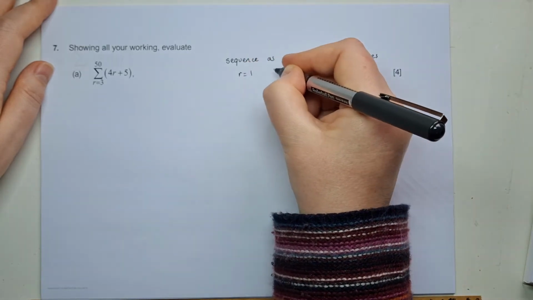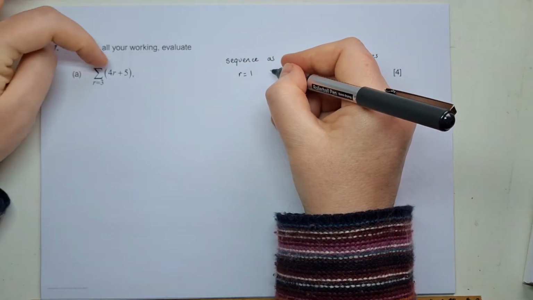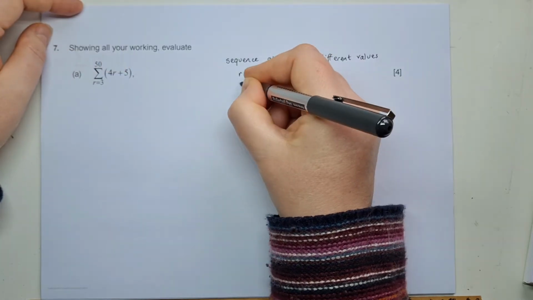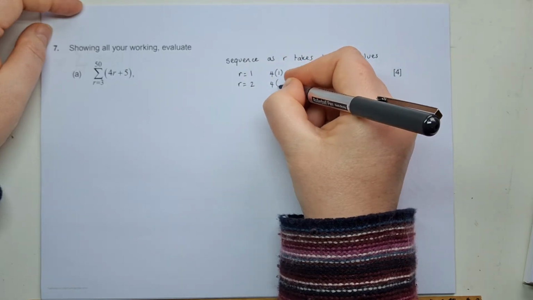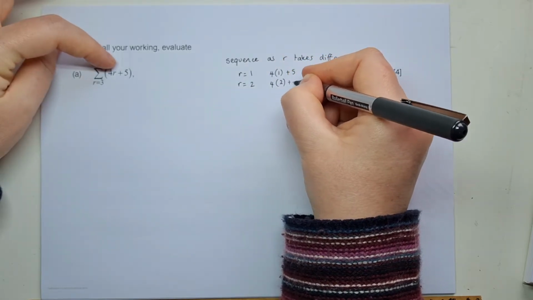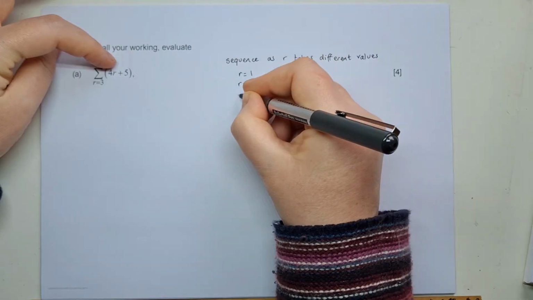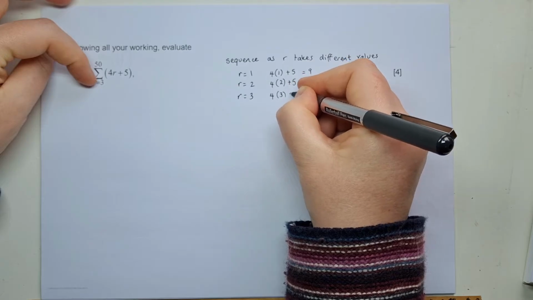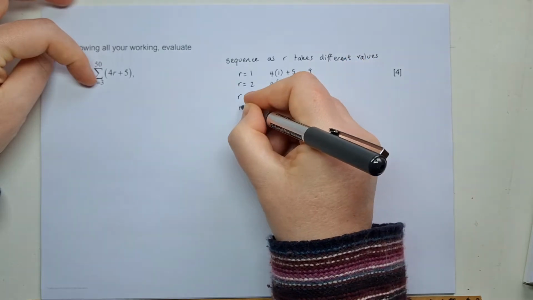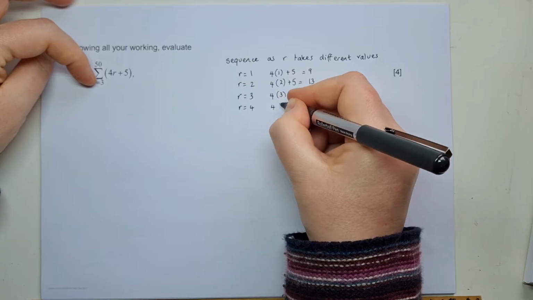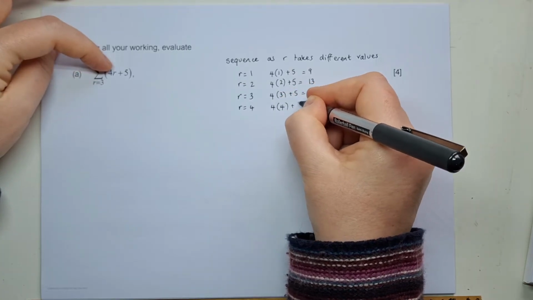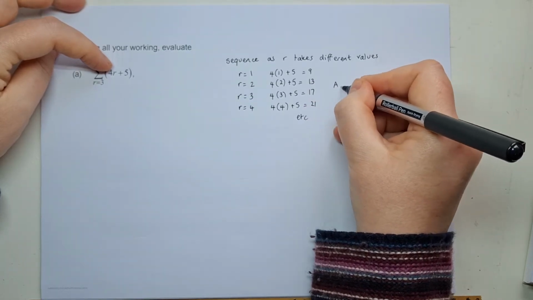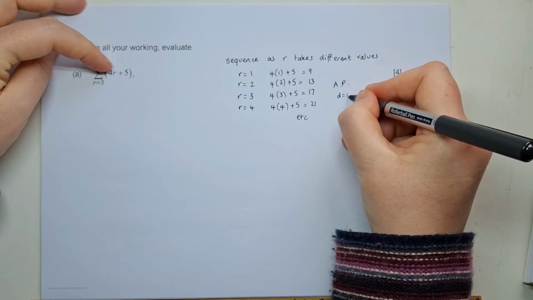So when r is 1, our sequence is 4r plus 5, we do 4 times 1 plus 5 is 9. When r is 2, we've got 4 times 2 plus 5 is 13. When r is 3, which is the first term we're really bothered about, 4 times 3 plus 5 is 17. R is 4, we've got 4 times 4 plus 5 is 21, etc. And now we can see we've got an arithmetic progression with a difference of 4.